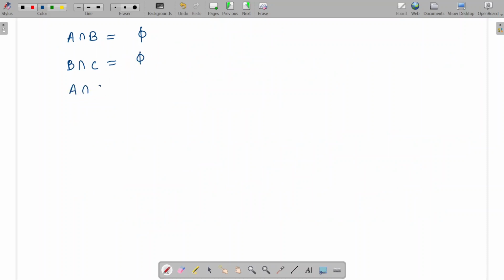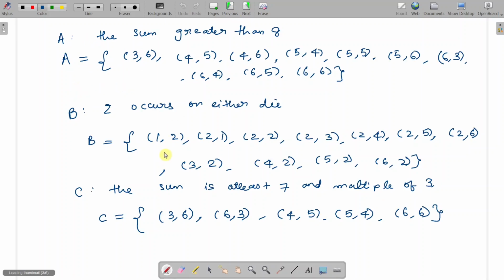Now let us look at A intersection C. So now we have to look at the common points between A and C. So you see that 3 comma 6 is there in both the sets, right. So it will be in the intersection. Then if you look at 4 comma 5, it is also there in both the sets. 4 comma 6 is not there, right. Then 5 comma 4 is there in both the sets. 5 comma 5 is not there, 5 comma 6 is not there, 6 comma 3 is there here, right. And if you look at the last element here, 6 comma 6 is in both the sets. So A intersection C is simply the set C here.